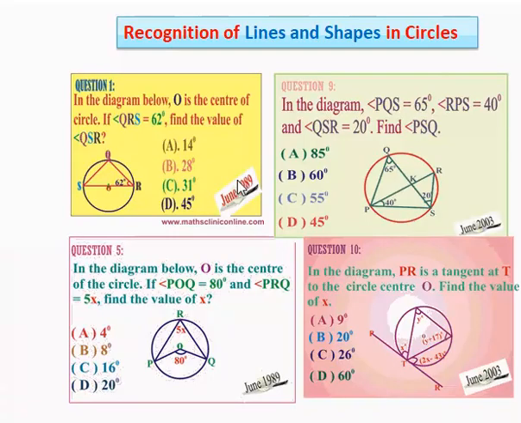Question 1 says, in the diagram below, O is the center of the circle. If angle QRS is equal to 62 degrees, find the value of angle QSR. Now, this question is very cheap if you can recognize the lines that are used and the shape that is formed. What is the name of this line SQ? A chord. What of QR? A chord. What of SR? A diameter.